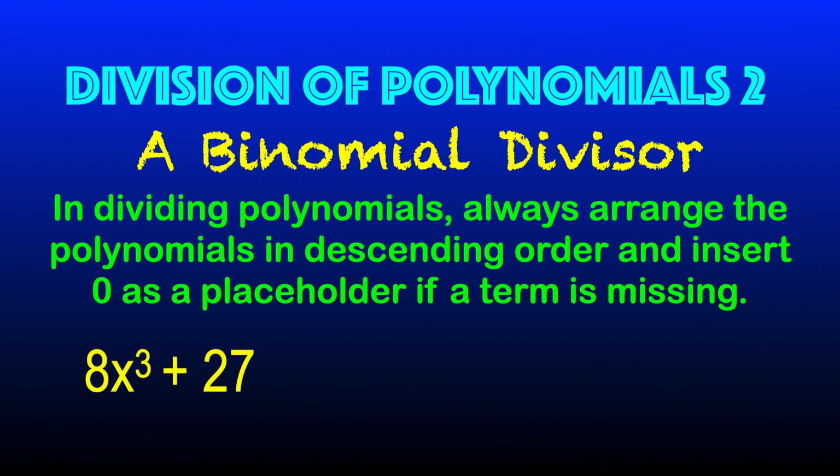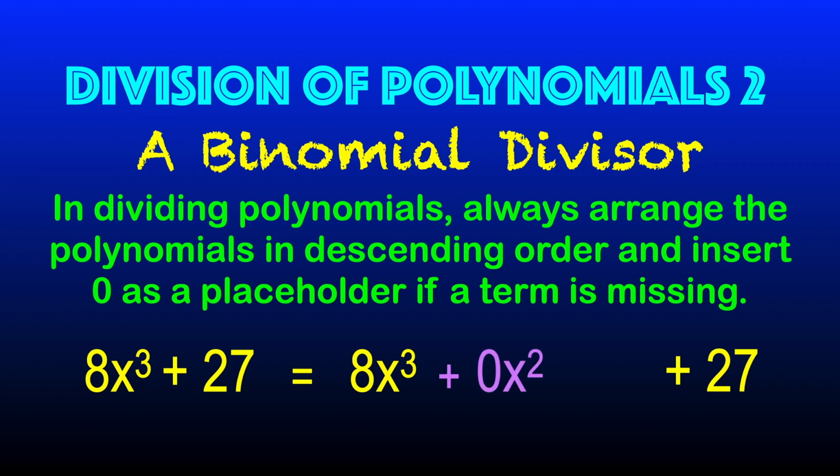Meron pa akong isang example. 8x cubed plus 27. So, hindi lang isa ang missing term dyan. 8x cubed plus 27. So, ano ang missing terms? Una, plus 0x squared. Pangalawa, plus 0x. So, yan yung mga missing terms: plus 0x squared at saka plus 0x.